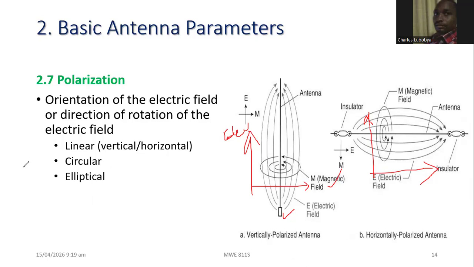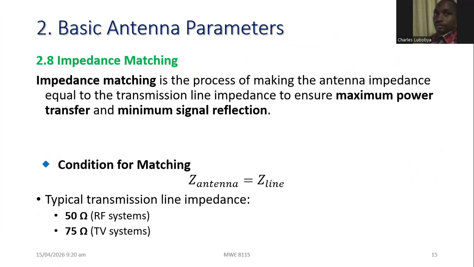Okay, the next parameter we are interested in is parameter number 8, known as impedance matching. This one we earlier met when we were doing transmission lines. Impedance matching is the process of making the antenna impedance equal to the transmission line impedance. And we all know why impedance matching is important. Right before the antenna, you have on the other side the transmission line coming from the last amplifier stage of a transmitter to the antenna.